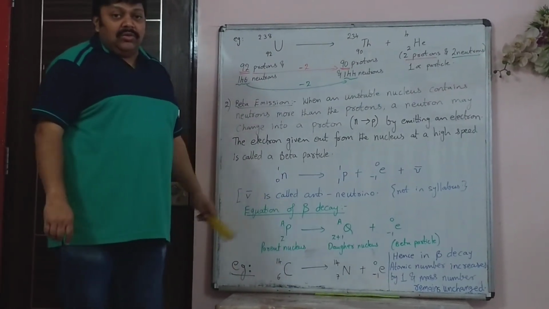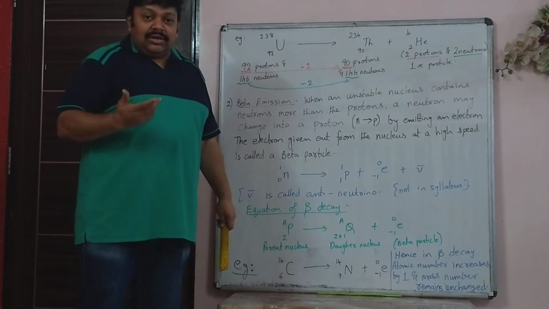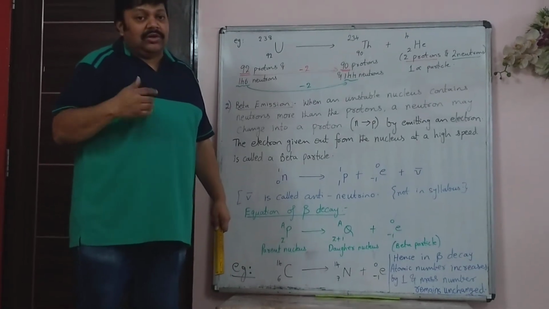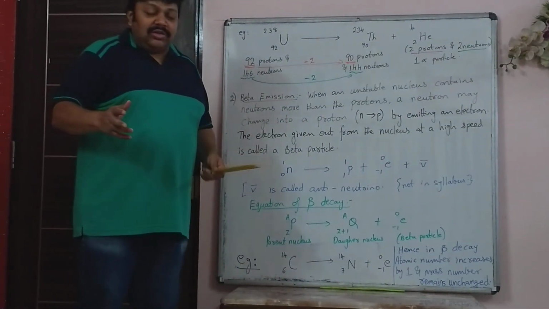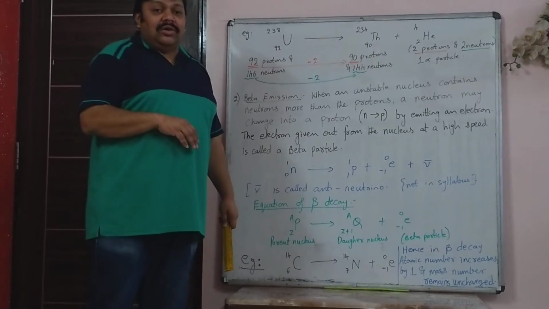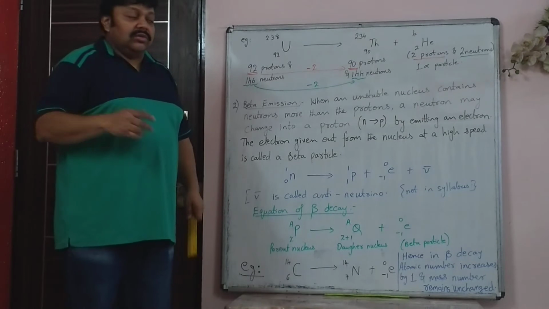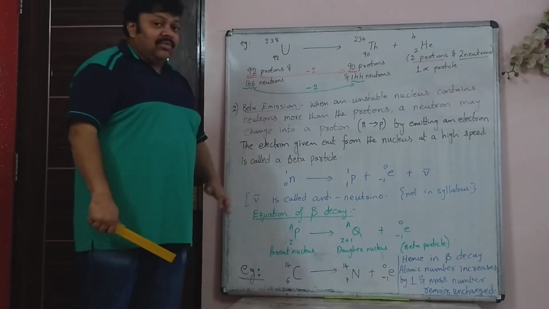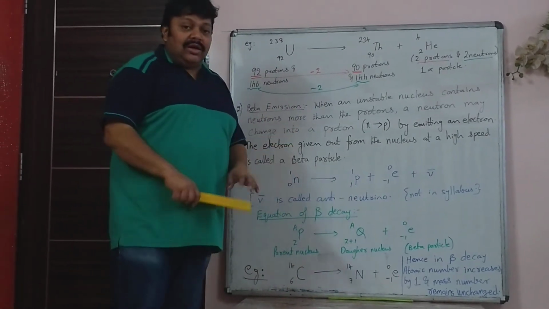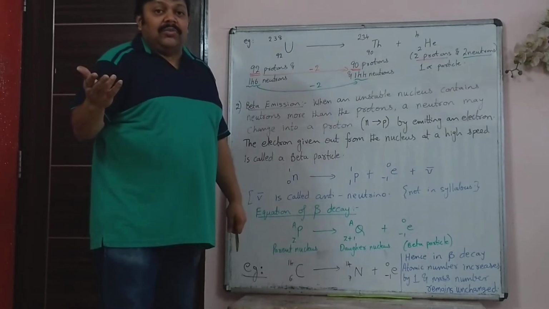Obviously, now you are learning something new. You've learned that there are only protons and neutrons inside the nucleus. We are not disputing that. There is no electron inside the nucleus. That means there is no negative charge inside the nucleus. But to explain beta emission, what we say is that a neutron is becoming a proton.